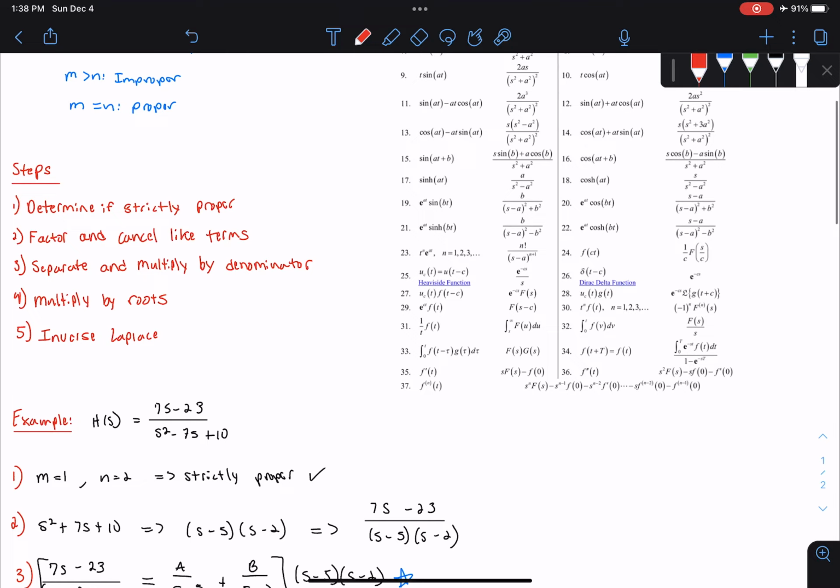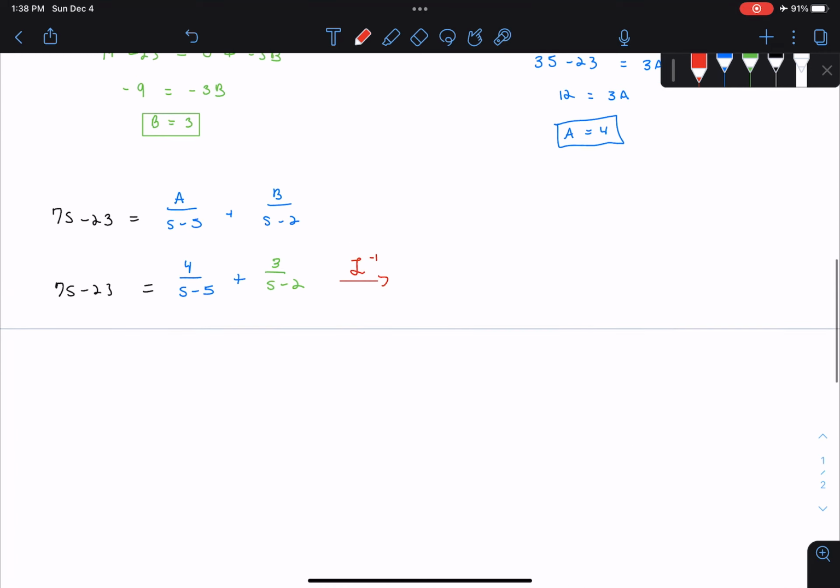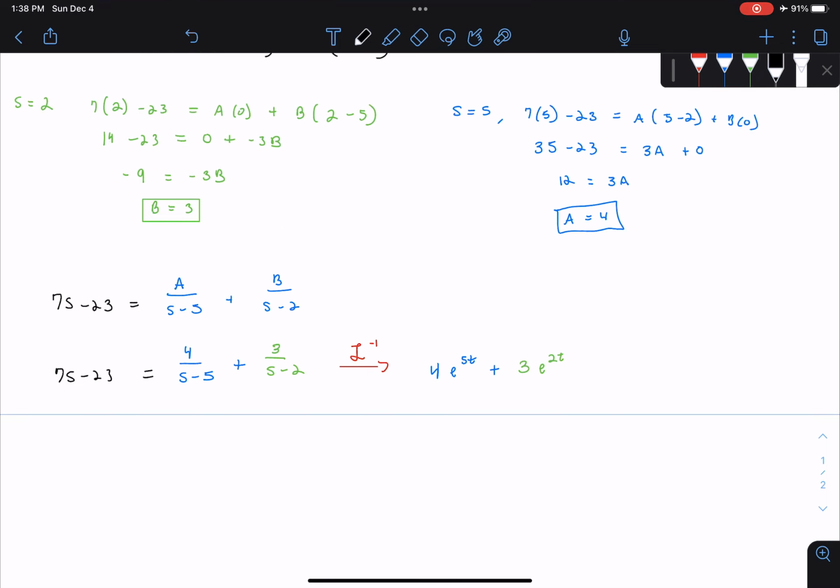So then we look at our table, and we have this form up here, 1 over s minus a is equal to e to the a t. So in this case, our a is 5, and we have a constant of 4, so we can take that out. So we have 4e to the 5t, plus, and we do the same thing for the second term, which is 3e to the 2t. That should be our final answer. And we just multiply the whole thing by u of t.